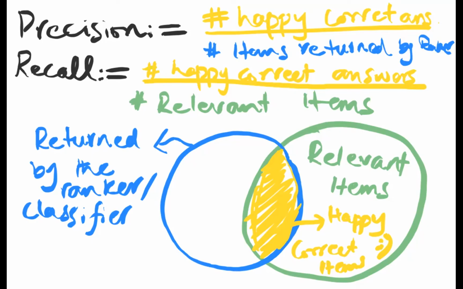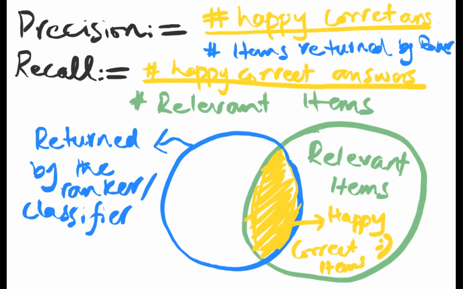Because one very silly thing I could do is return all the items, right? I say everything is relevant. Then I have a precision of 100%, right? But then my recall would be quite bad. Do you understand the point? Sorry, it would be the other way around, no?